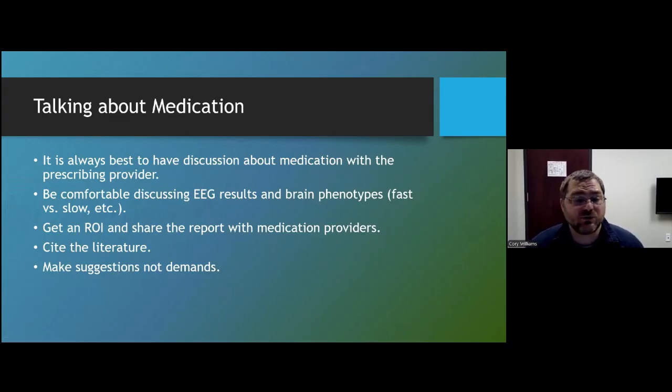When you talk to prescribing providers, especially if it's outside of your scope, don't tell them they have to make change X, Y, or Z to someone's medication. Just say, according to the literature, you might have more success with your client if you try X, Y, or Z. Okay, so that's a little bit of background about knowing when to talk about meds and knowing how to talk about meds.